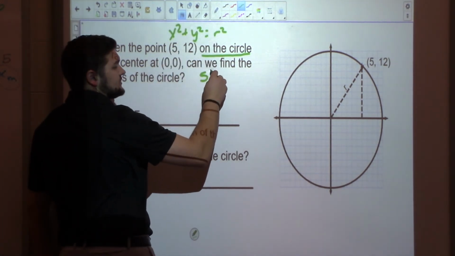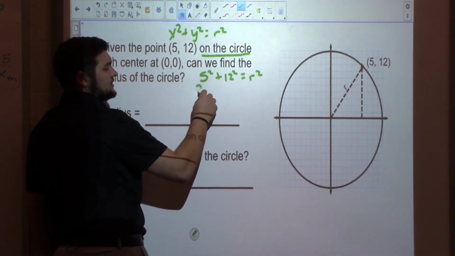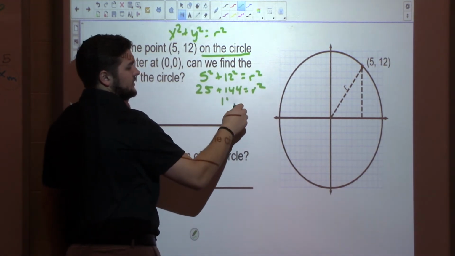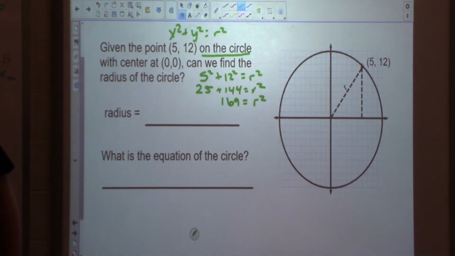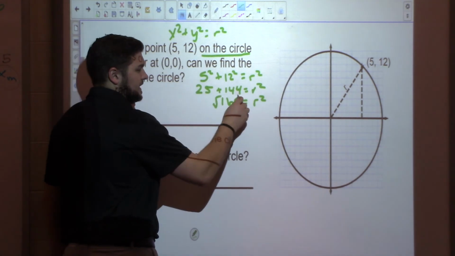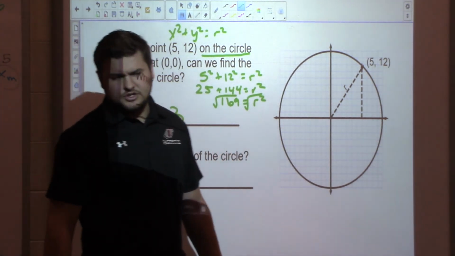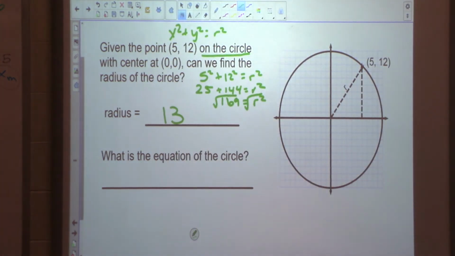So if I do 5 squared plus 12 squared equals r squared, I get 25 plus 144 is r squared, which is 169. Equals 13. We take the square root of it, right? Our radius is 13. Do you think maybe there's another way you can go about finding the radius? Maybe something we learned on Monday?